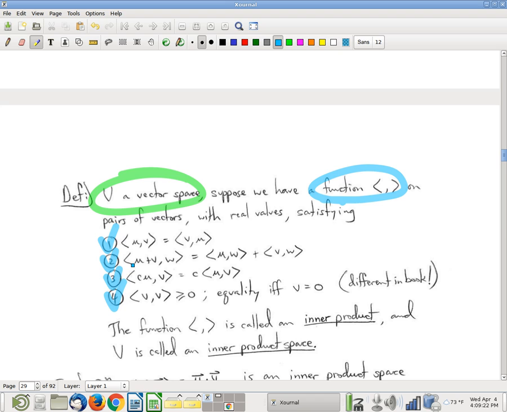We have rules that it has to satisfy. We're going to call that function an inner product. And we're now going to rename this vector space an inner product space. So this term inner product space says it's a vector space and we have an additional operation called an inner product that behaves just like a dot product.